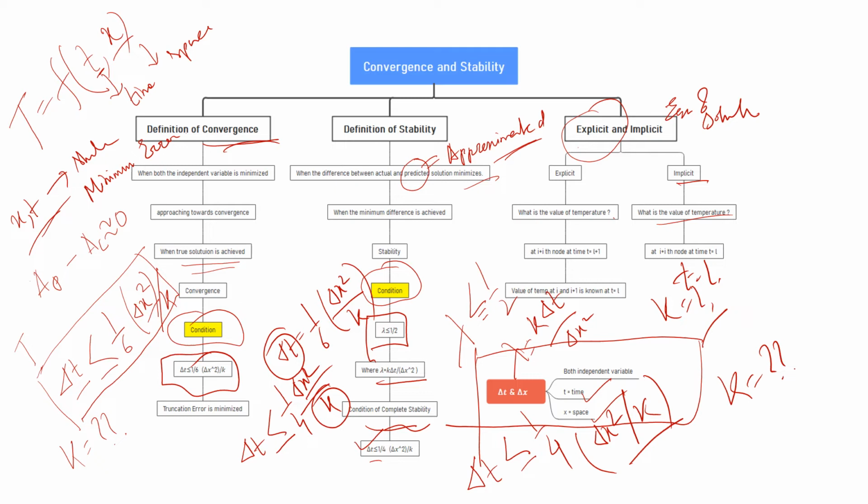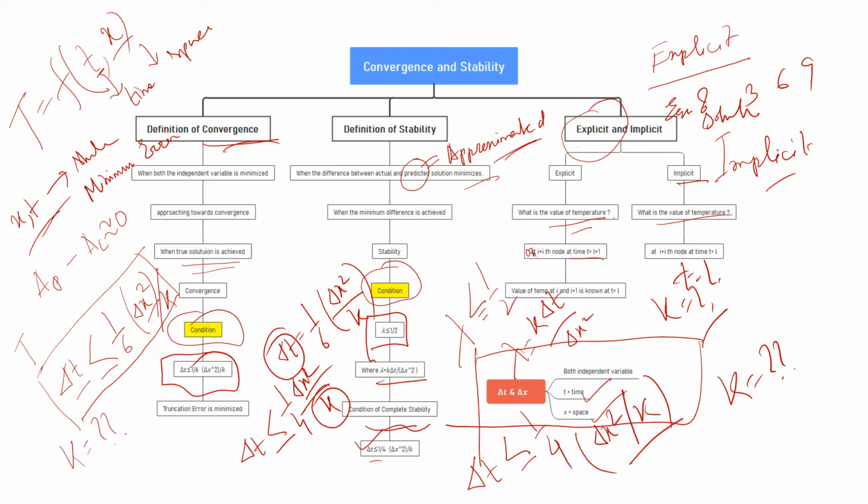Before moving towards the next slide, I have to say that there are two types of solution. One is explicit solution, another one is implicit solution. Now what is the difference between these two solutions? In case of explicit solution, the question is, what is the value of the temperature at the I plus 1 node at time t equal to L plus 1? That is the next time step, say for example after 3 seconds or 6 seconds or 9 seconds.